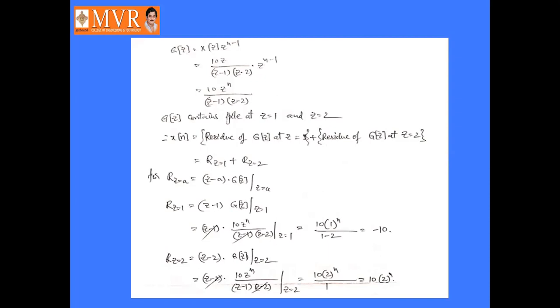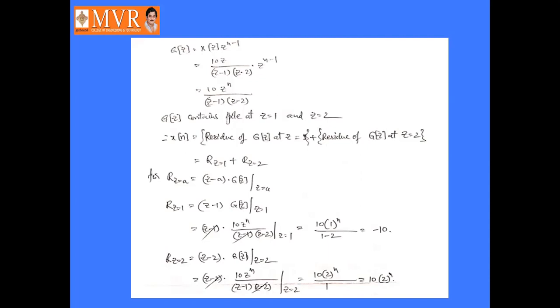How to calculate these residues? In general, the residue at z = a can be calculated as (z - a) G(z) evaluated at z = a. Similarly, the residue at z = 1 is (z - 1) G(z) at z = 1. So (z - 1) G(z) is 10 z^n / (z - 2) at z = 1. The (z - 1) gets cancelled, so it is 10 · 1^n / (1 - 2), that is -10.